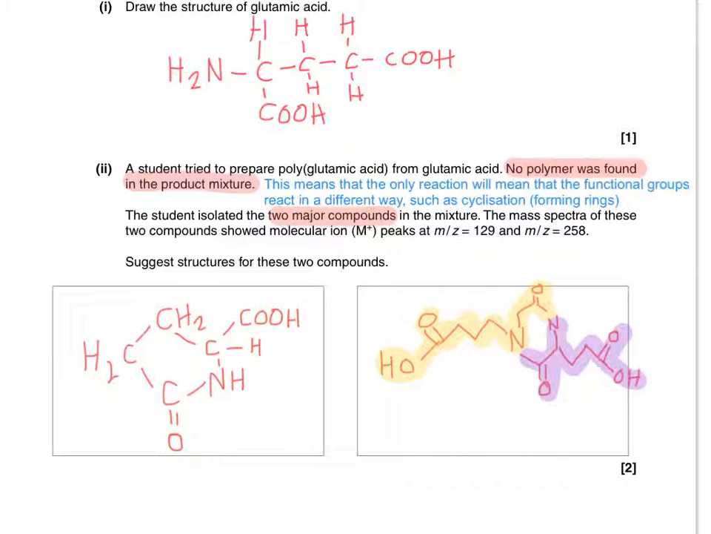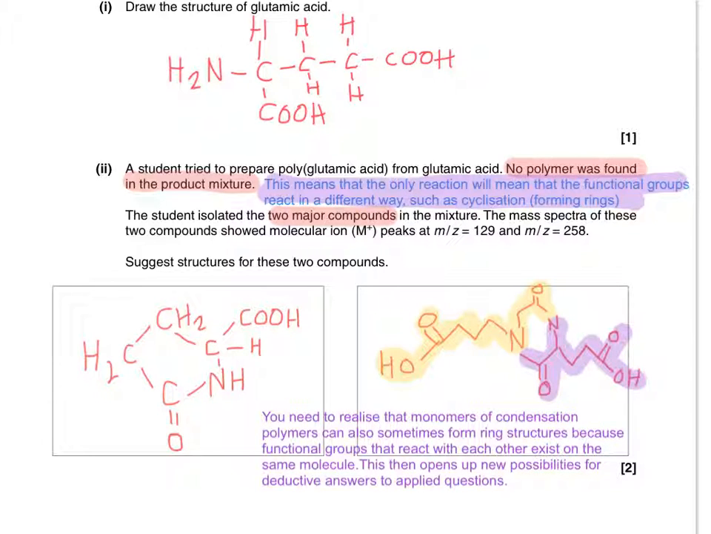So any attempt to show that a ring structure is formed, so in other words, you're understanding and realizing that this is possible here, what I'm highlighting in purple. So once you can see the possibility of functional groups on the same molecule reacting with each other, then that also opens up the possibility of new ways of deducing answers to applied questions such as this one.